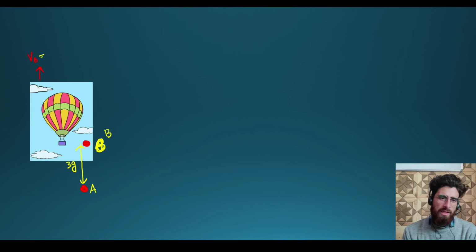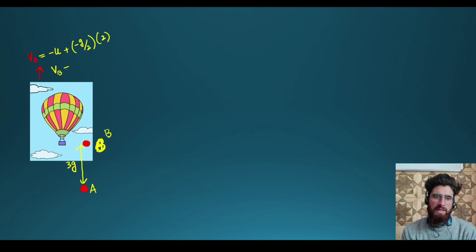VB is going to be its initial velocity, which was u in the upward direction. Since the upward direction is negative, I will take it as minus u, plus its acceleration, which was in the upward direction, g by 2, so it will be negative, multiplied by t equals 2. So the velocity of the balloon after 2 seconds is going to be minus u minus g.